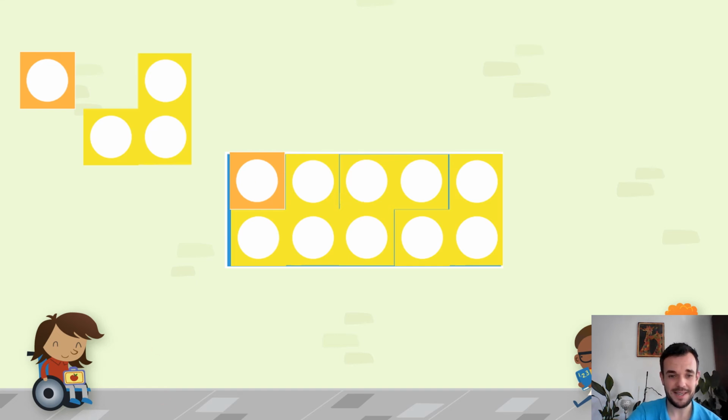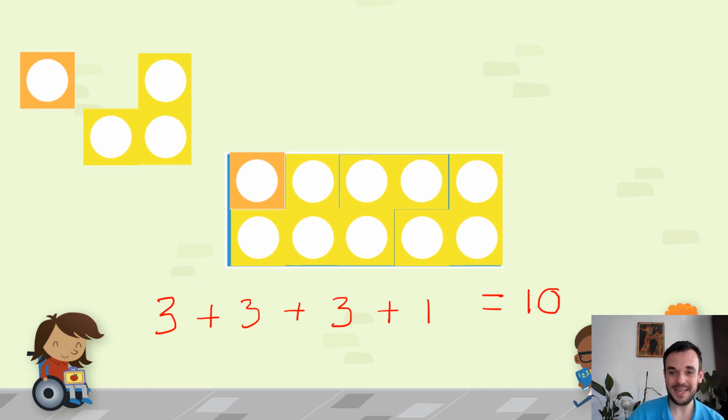Let's write this as a number sentence. We have 3 add 3 add 3 add 1 equals 10. It's always going to equal 10. Every time we cover up the 10, it will always equal 10. Well done. Let's have a look at another example.